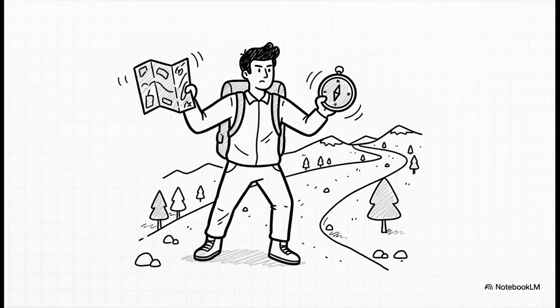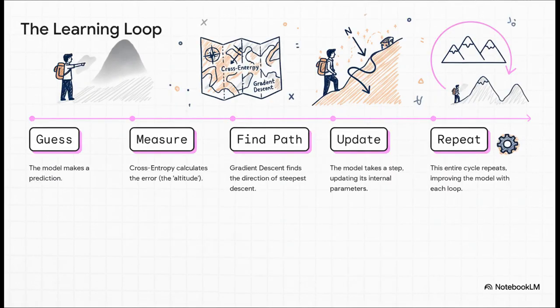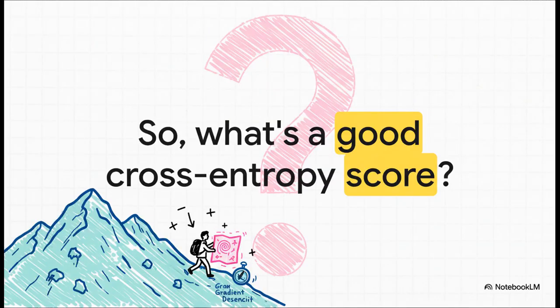So we have our map, that's cross entropy, and we have our compass, that's gradient descent. Let's put it all together and watch this entire learning process happen. It's this elegant, incredibly powerful cycle. Step 1, the model makes a prediction. Step 2, cross entropy calculates the altitude. It figures out how wrong that prediction was. Step 3, gradient descent finds the direction of steepest descent. Step 4, the model uses that learning rate to take a step in that direction, updating its own internal logic. And step 5, it does the whole thing all over again, getting just a little bit smarter with every single loop.